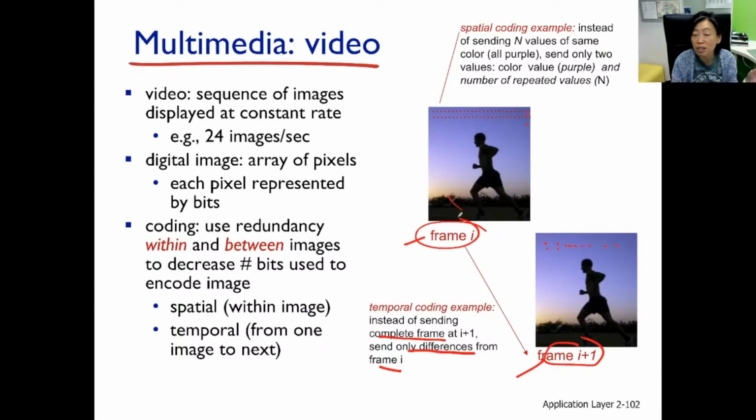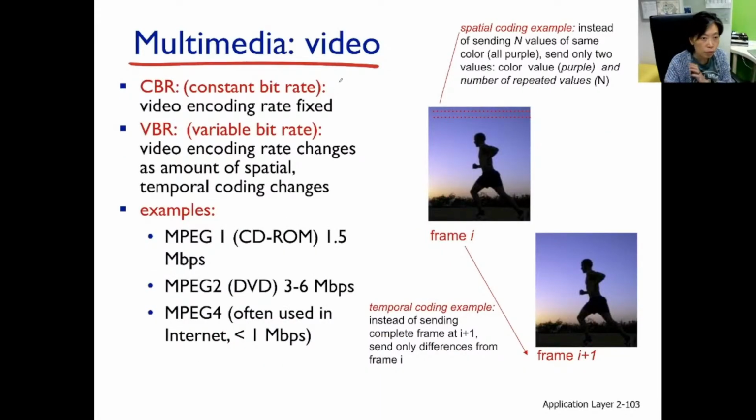Then it's much easier to send a whole bunch of zeros, which you could represent with just a 0 and the number of times the 0 repeated itself. So that is a combination of spatial and temporal redundancy exploitation. And the coding schemes, the really old ones from decades ago, are constant bitrate coding.